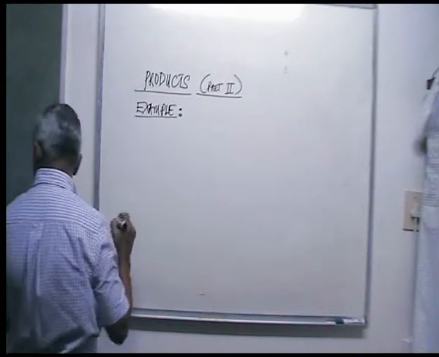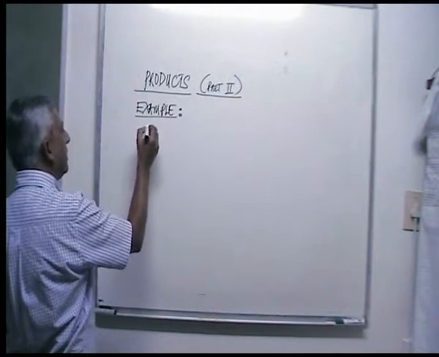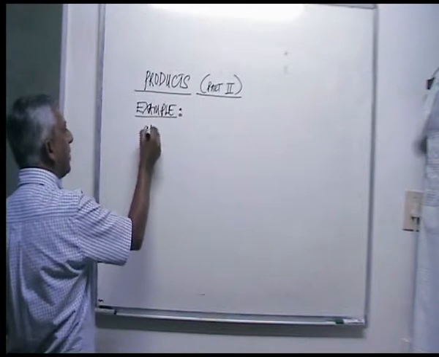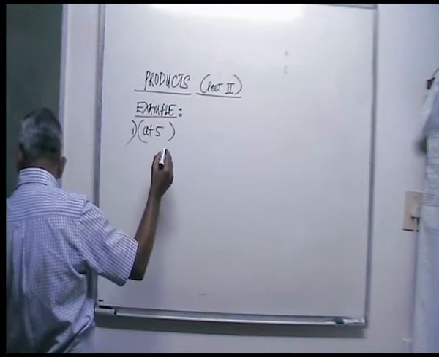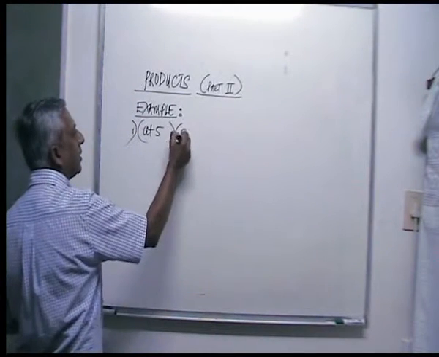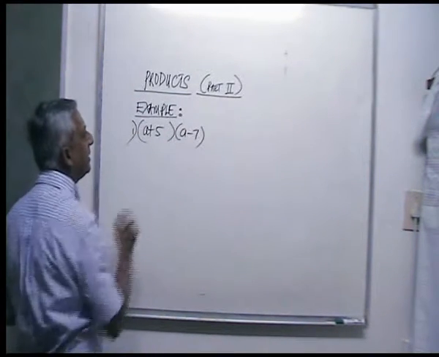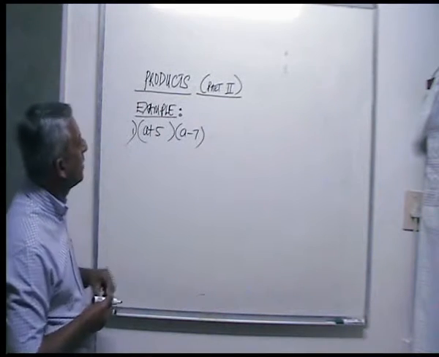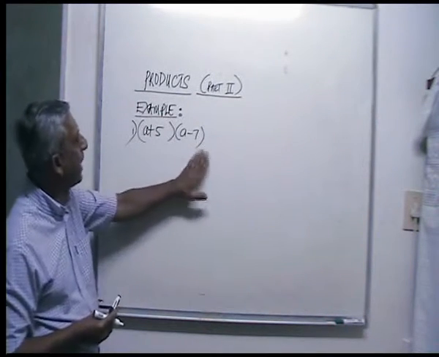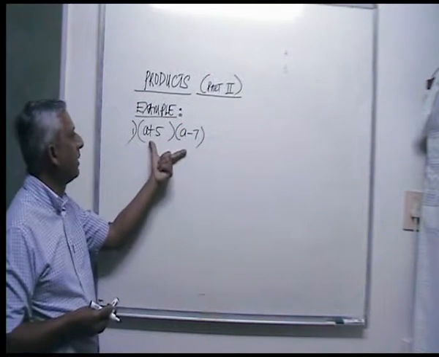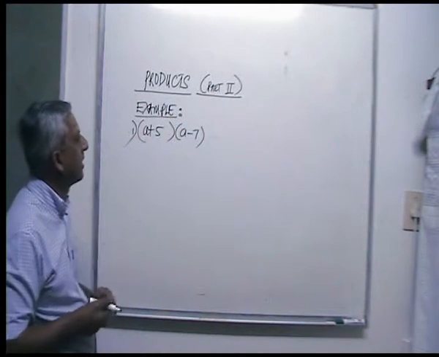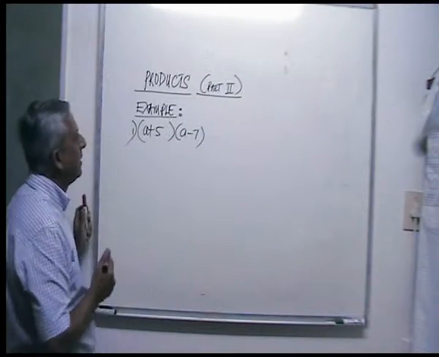Alright, so suppose I told you (a + 5) into (a - 7), and let's call it example 1. So now in part 2 you're going to be multiplying 2 brackets or 3 brackets. And how do you do it?